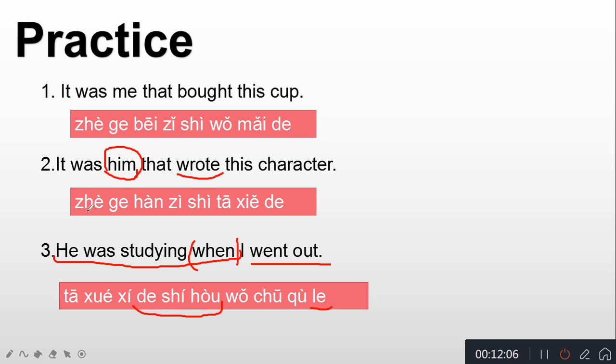Okay, here. 这个汉字是他写的。So 这个汉字 comes first. That means this character. 是 which is was. 他写的. 他 him, 写的 wrote it. This character is him wrote it, or this character is written by him.